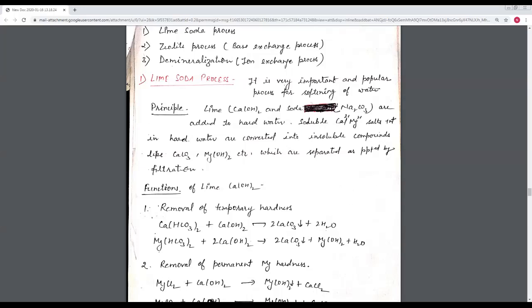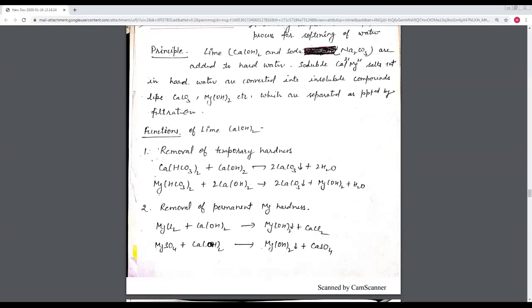These are added to hard water and then the soluble calcium or magnesium salts present in the hard water are converted into insoluble compounds, like calcium carbonate, magnesium hydroxide, etc. These are found in the precipitated form, and this precipitate we can remove easily. So now the functions of the lime and soda.